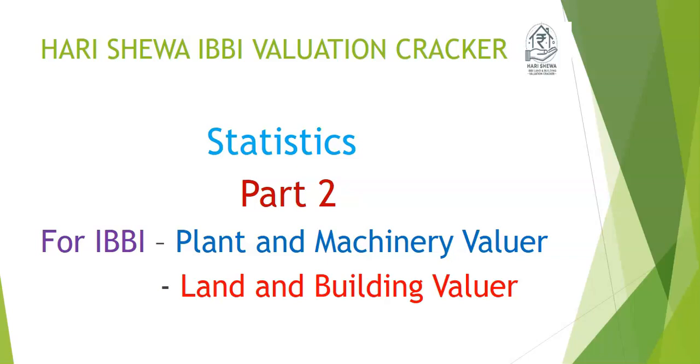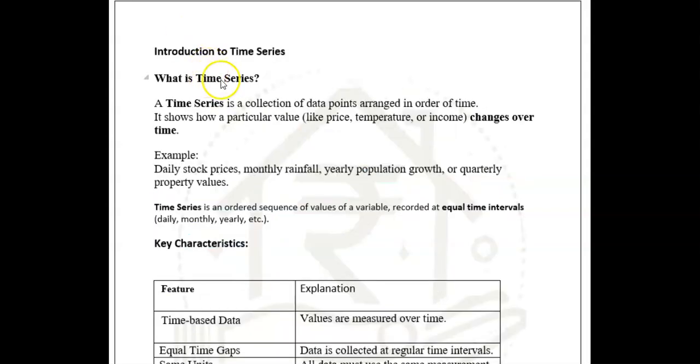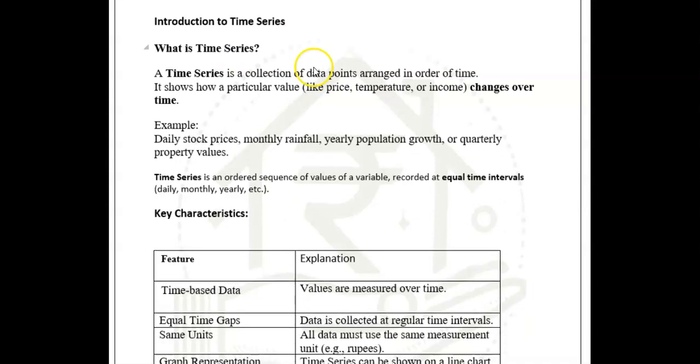Today we are starting part 2 of statistics. This is for plant and machinery valuer and land and building valuer. In this chapter, we will learn probability, simple test of significance, regression, correlation, time series, index number. Let us start with time series.